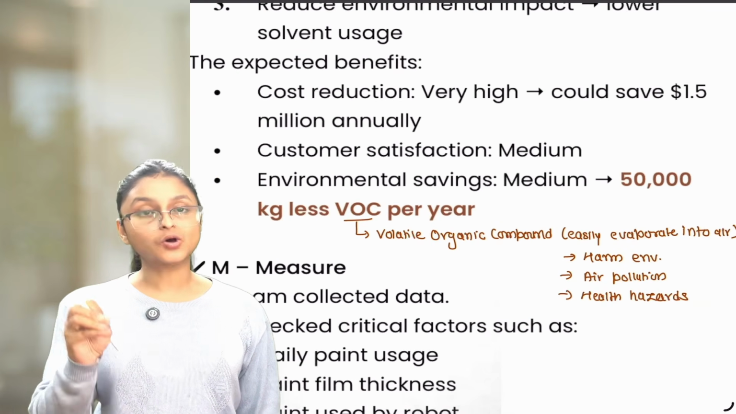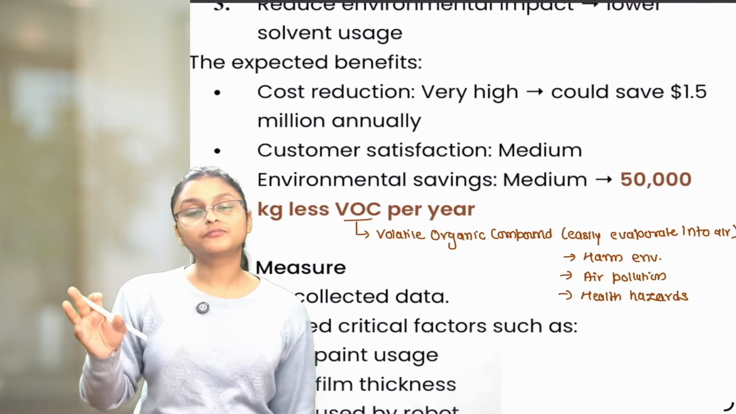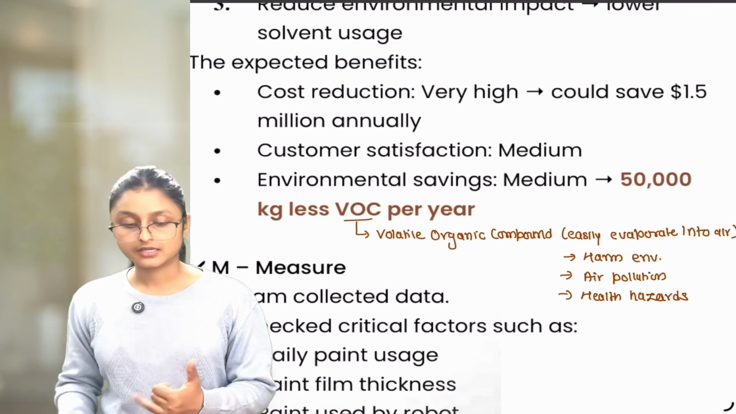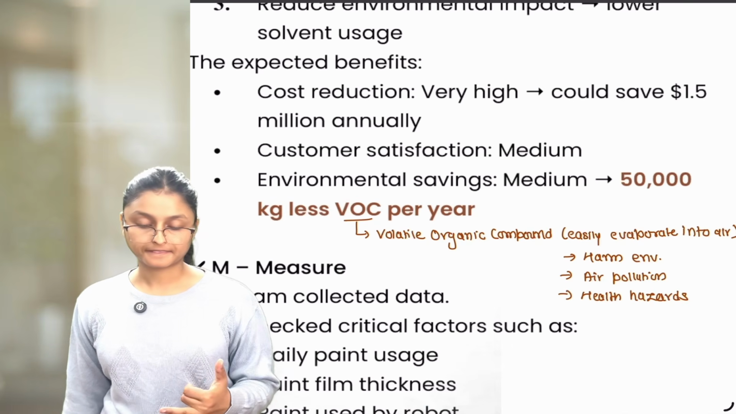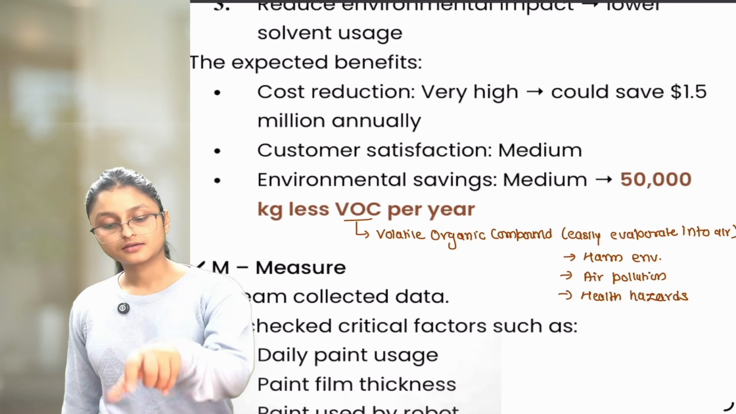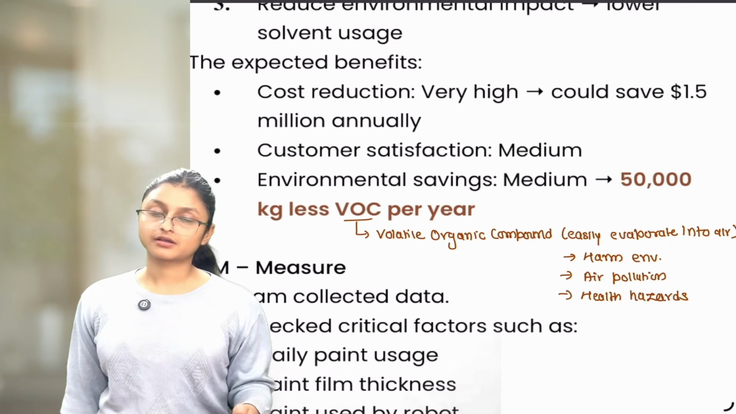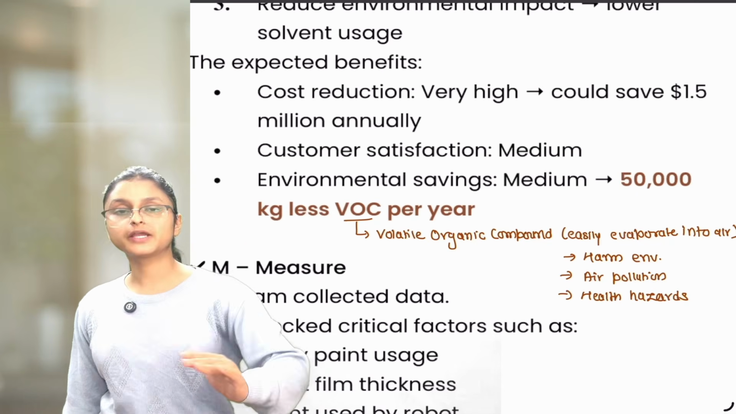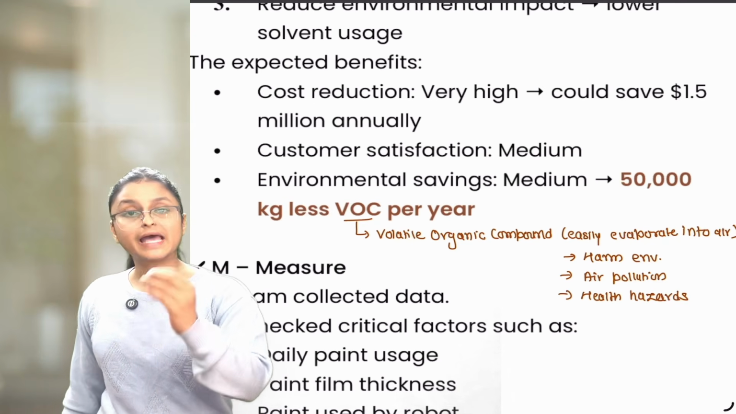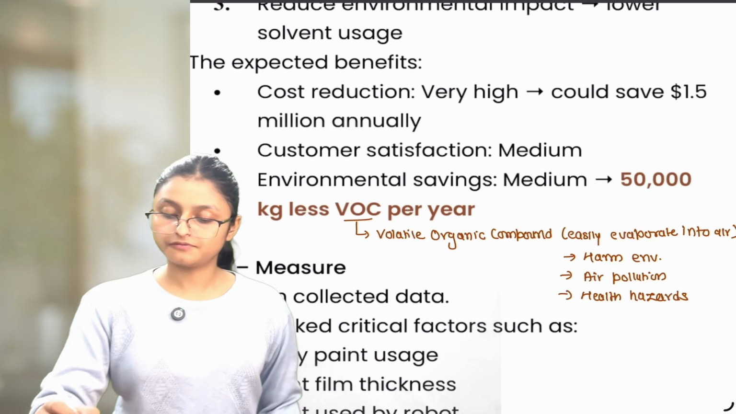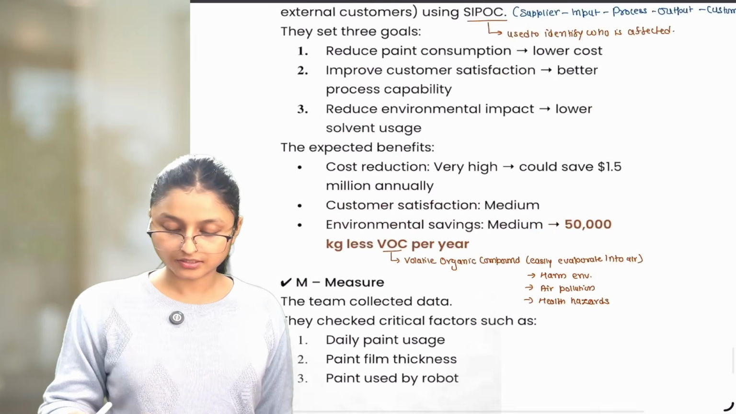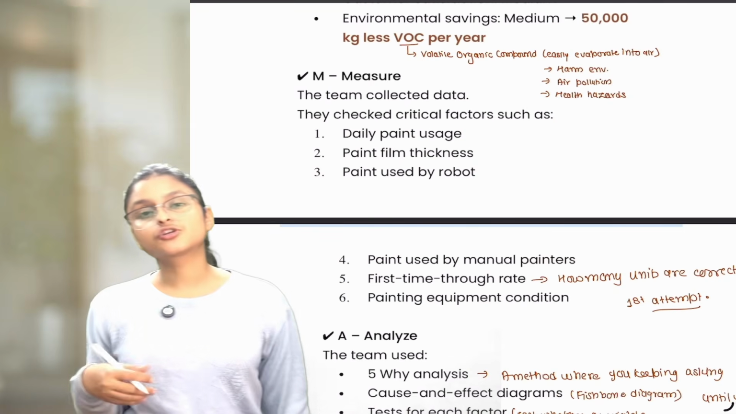VOC is volatile organic compound, which is the harmful compound which evaporates in air, and it's harmful for us, it's harmful for environment. So whenever we use paint, this compound evaporates in air. So if you use less paint, the compound will go lesser in the air, and that is why as we are aiming for using less paint, we will be able to reduce this by 50,000 kg. Done.